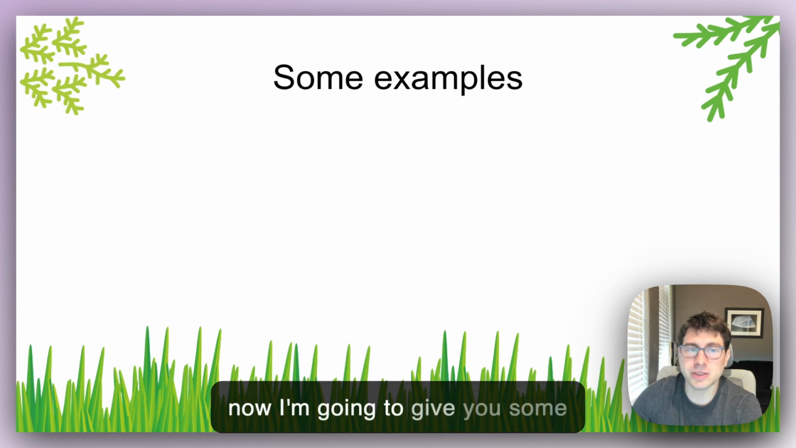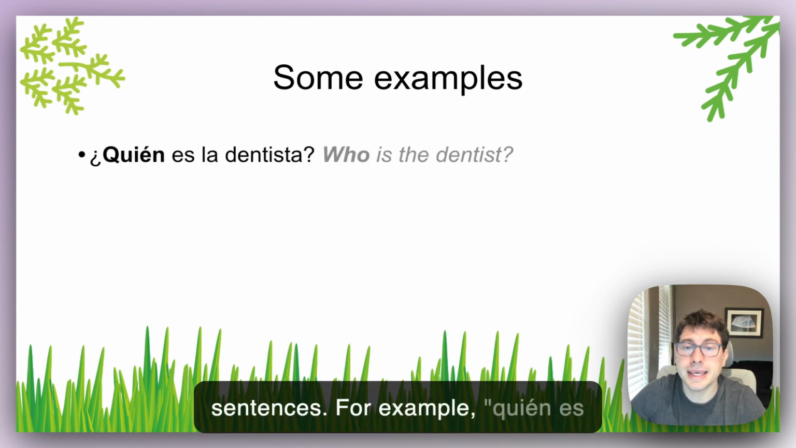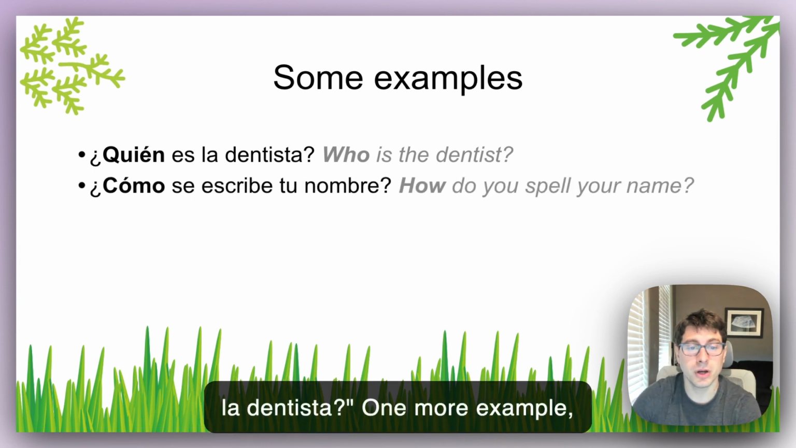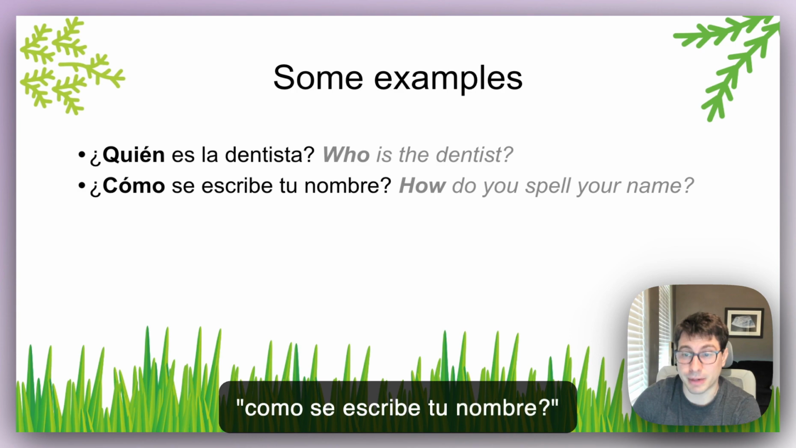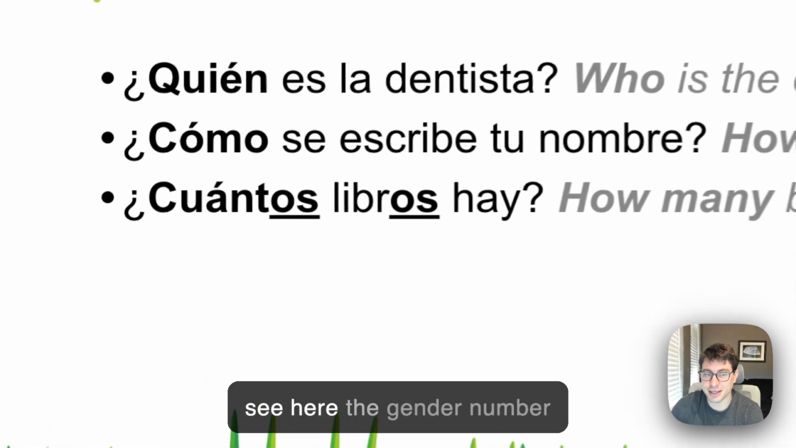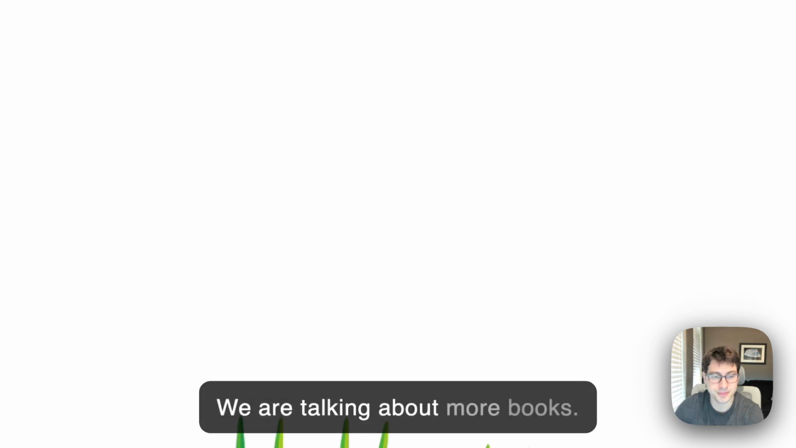And now I'm going to give you some examples of some question sentences. For example, ¿quién es la dentista? One more example. ¿Cómo se escribe tu nombre? ¿Cuántos libros hay? And you can see here the gender and number agreement. ¿Cuántos libros? We're talking about more books.